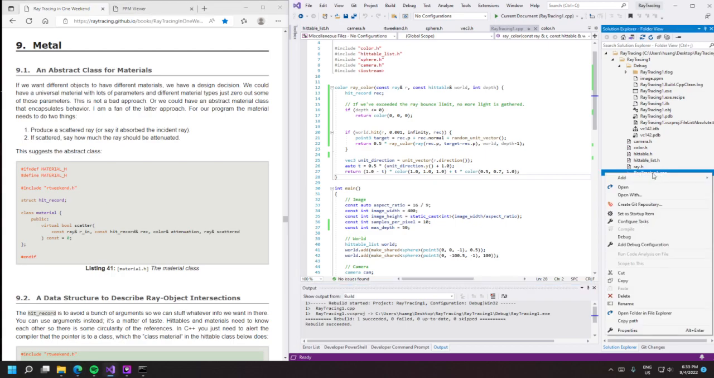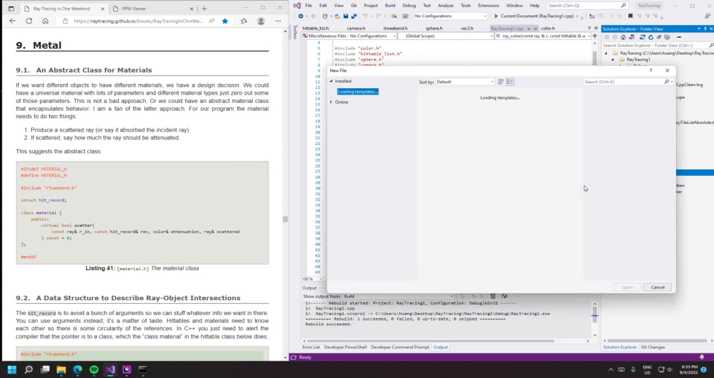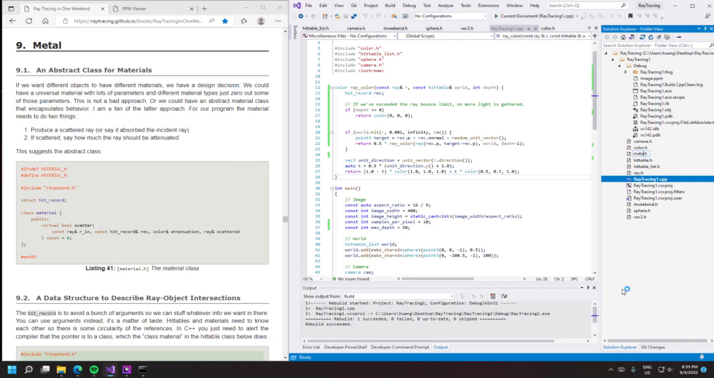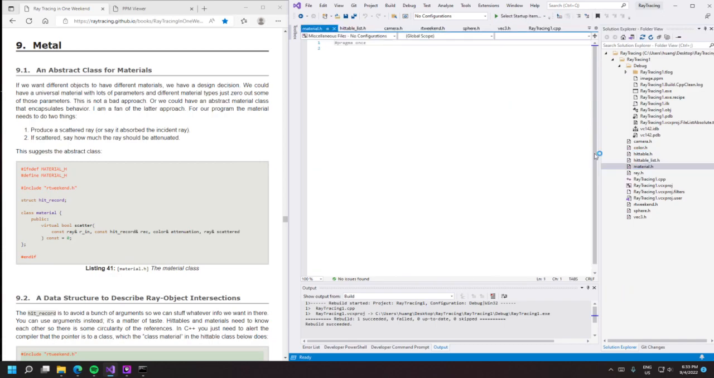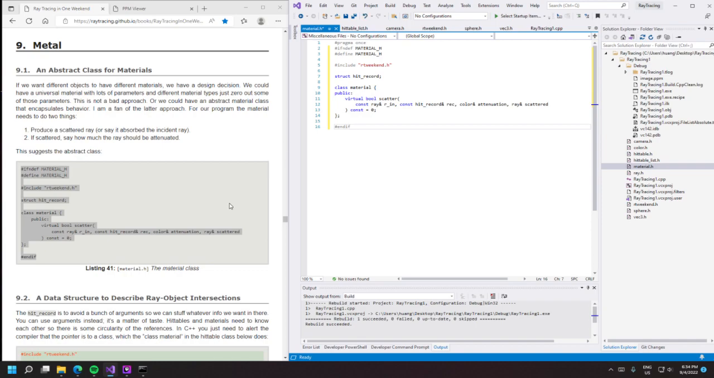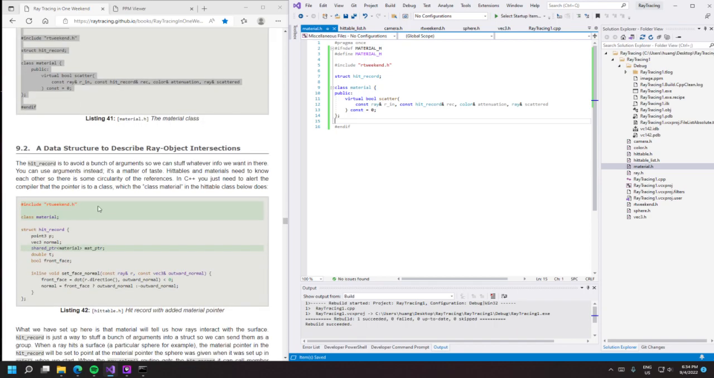Let's make a new file called materials.h. And this material.h basically has a virtual boolean that's called scatter. Oh, okay. So it produces a scattered ray, or say it absorbs the incident ray. If scattered, say how much the ray should be attenuated. I don't know how it's going to be used, so let's just continue. I'm not familiar with the physics in it.